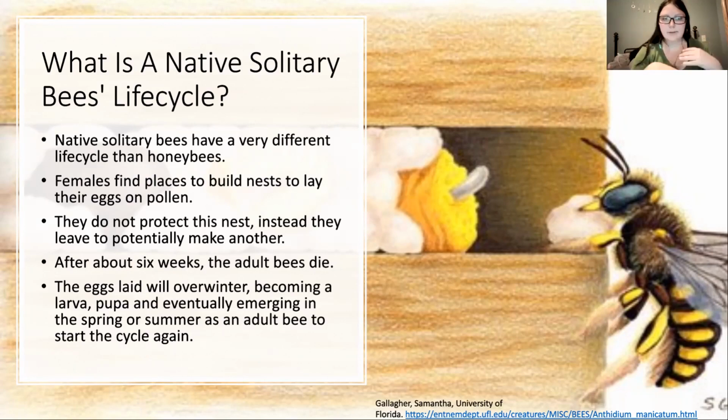They will not protect this nest. They will leave to potentially make another. After about 6 weeks, the adult bees die. The eggs laid will overwinter and will emerge in the spring or summer as an adult bee, and start the life cycle again.